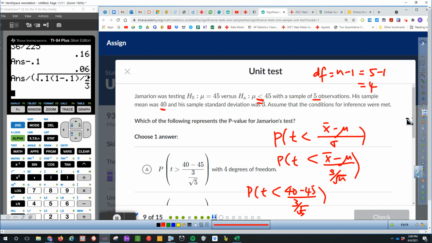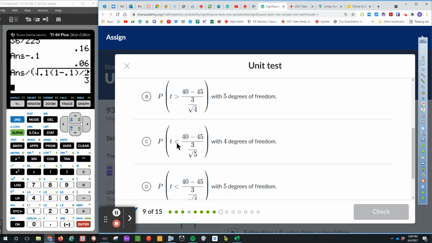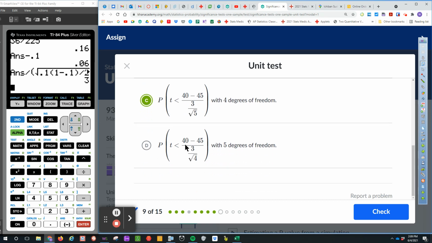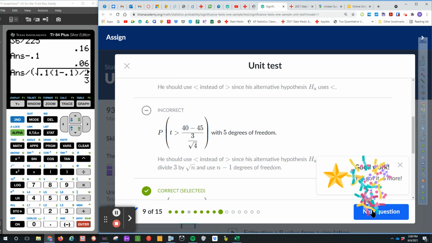So this is greater than, we don't want that. We want less than. And for the degrees of freedom, it's not 5, because it's 5 minus 1, so it's 4.